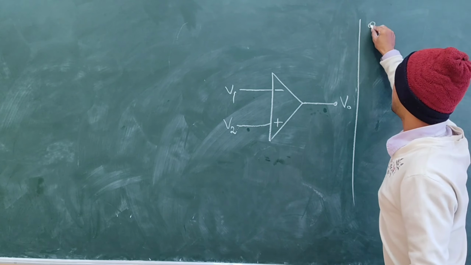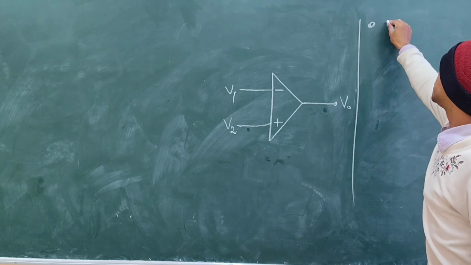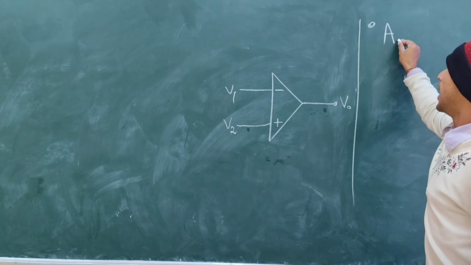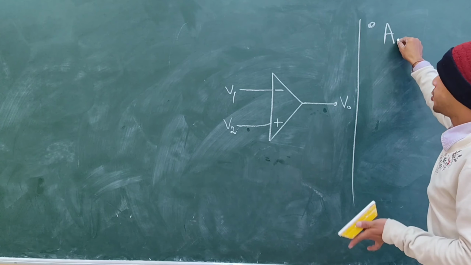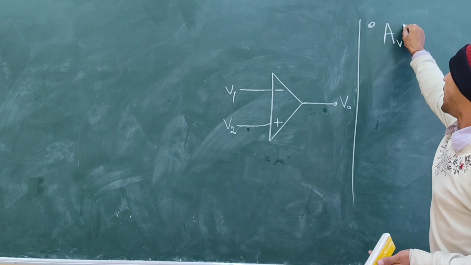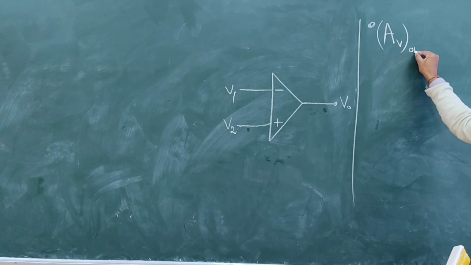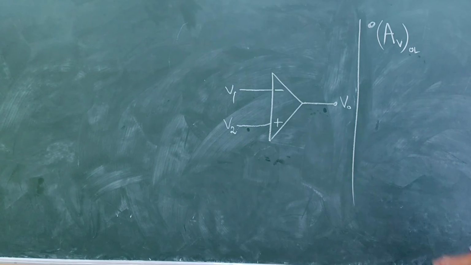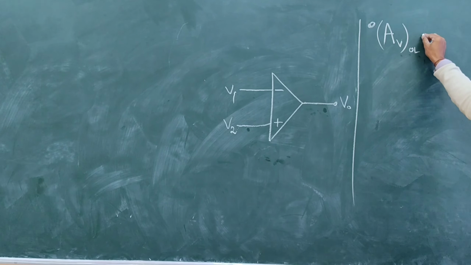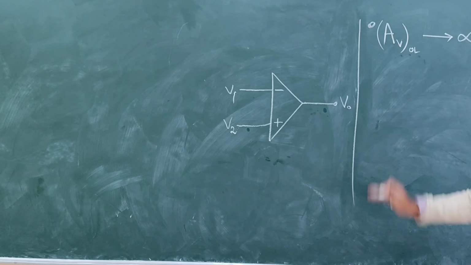The first one is about the voltage gain. In open loop condition, the voltage gain is represented by this symbol. A represents gain, and as I am denoting the voltage gain, I am representing it by AV. And as in open loop condition, I am writing OL, meaning open loop. So for an ideal op-amp in open loop condition, the voltage gain tends to infinity, means it's very high.